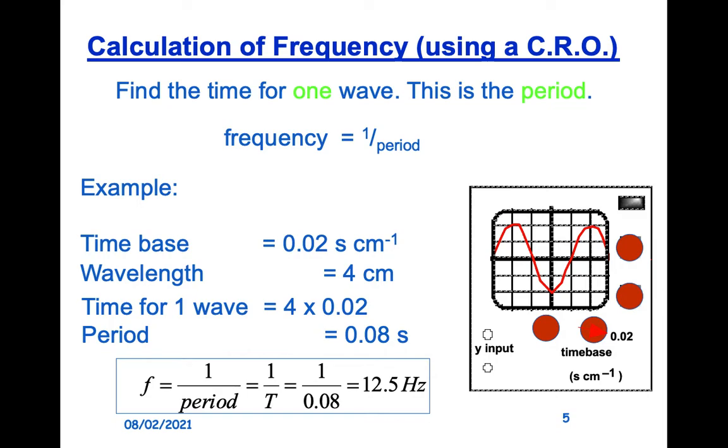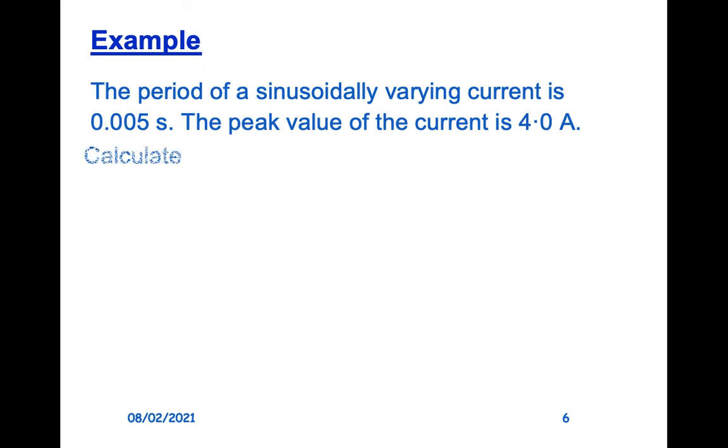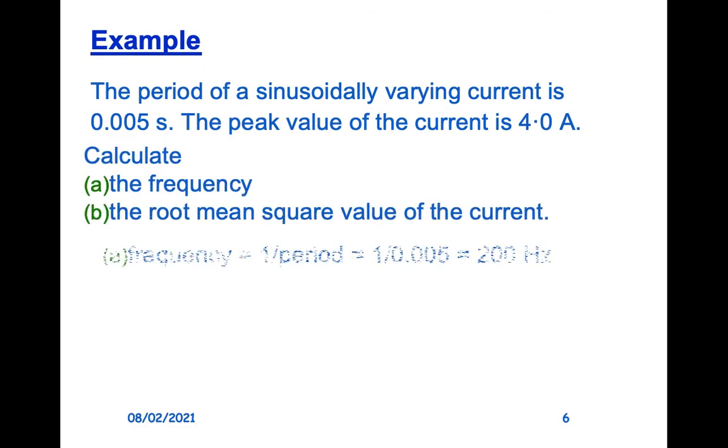So we can use the oscilloscope to work out the peak voltage, and from that the root mean square voltage, and we can also use it to work out the frequency. This is normally what you're asked to do in a question. So there's a couple of examples here.